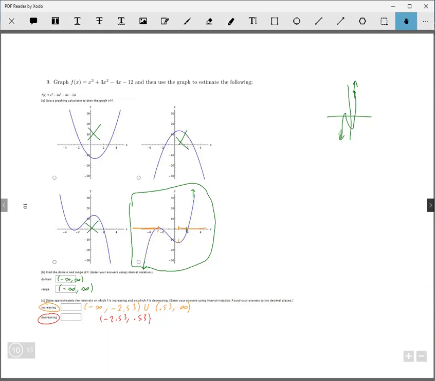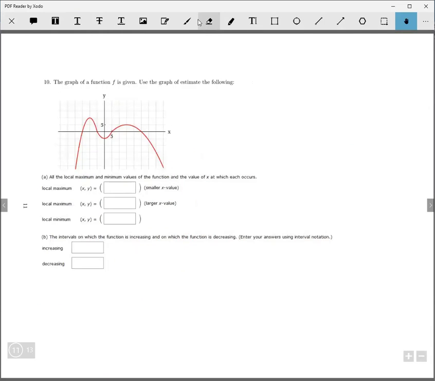Okay, let's go on to the next exercise, number 10. The graph of a function is given. Use the graph to estimate the following. All local maximum and minimum values. So local maximum, there's 2 local maximums. They're right there and there. Those are the high points in the graph.